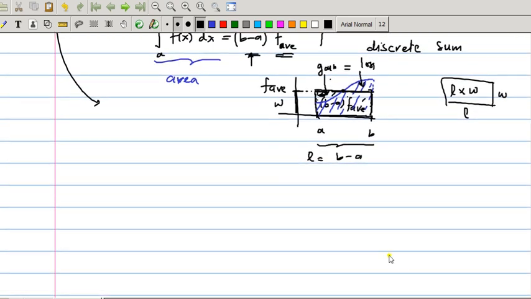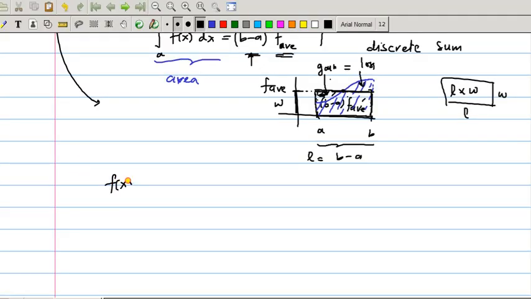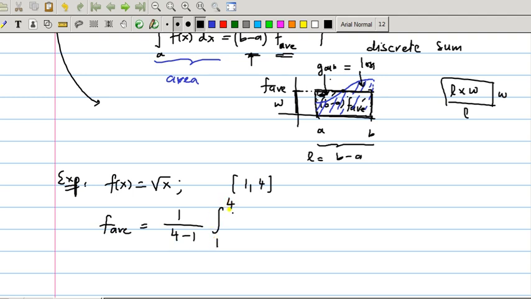If a function is given and you have to find that average value, it's not an issue. For example, find the average value of the function over the interval 1 to 4. Let's say f of x is square root of x and your interval is from 1 to 4. If these two things are given, how can I find the average value? My f average will be 1 over 4 minus 1, the length of the interval, and I will integrate my function from 1 to 4.